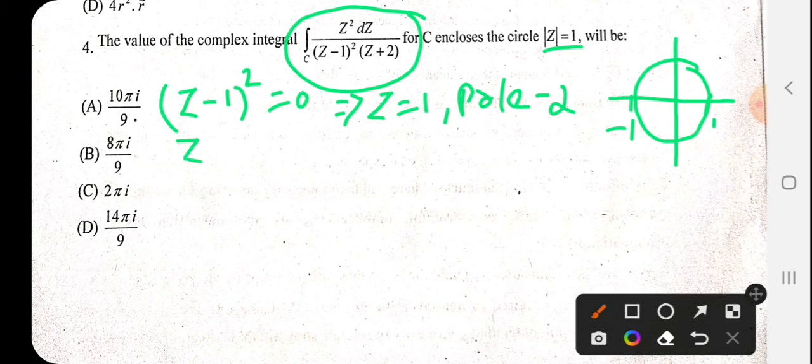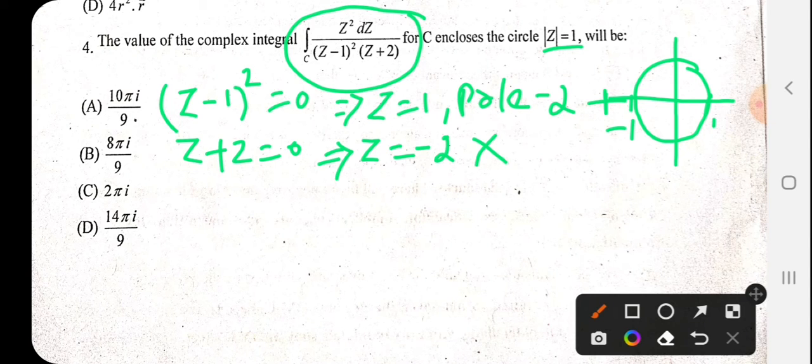But if I take z plus 2 equals to 0, that means the value of z should be minus 2, but minus 2 lies at this point. Okay, it doesn't lie inside the circle, so we do not consider z equals to minus 2 as a point of singularity.